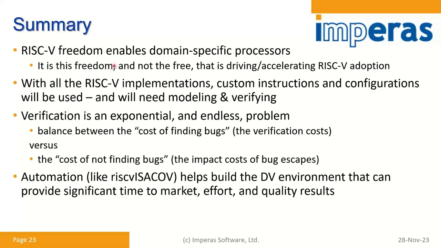Really, just to wrap up, RISC-V freedom allows people to build these domain-specific processors, but it's not free because there's a lot of work that you need to do in terms of verification and tooling and technology. But it does give you the ability to do custom implementations for your own specific job, but you need to build models of that and verify that. One of the things that you've got to remember is that verification is an exponential, endless problem. You have to balance the cost of finding bugs with the cost of not finding the bugs. We're a great believer in automation, and our latest technology, the RISC-V ISACOV, that's been used over the last few years, is really helping to build these DV environments to get people to market sooner.